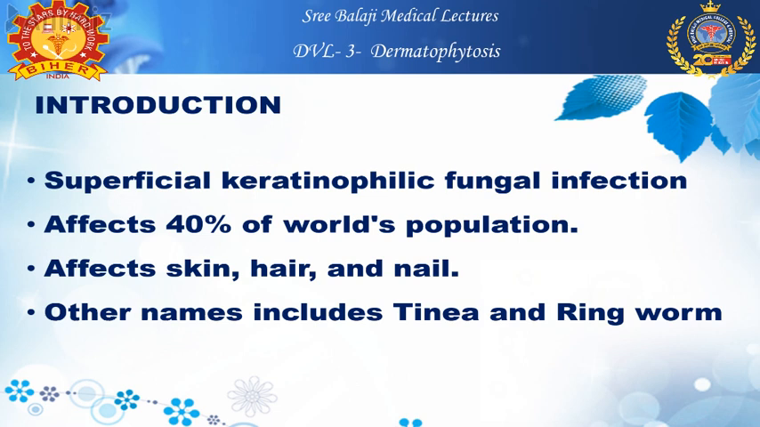And the systemic or deep fungal infections are usually opportunistic fungal infections, which are seen in immunocompromised patients. Classical examples are histoplasmosis and cryptococcosis. Dermatophytosis is a very common fungal infection seen in coastal areas, like the hot and humid tropical climates of the world, and it affects almost 40% of the world's population. Dermatophytes usually affect your skin, hair, and nail.